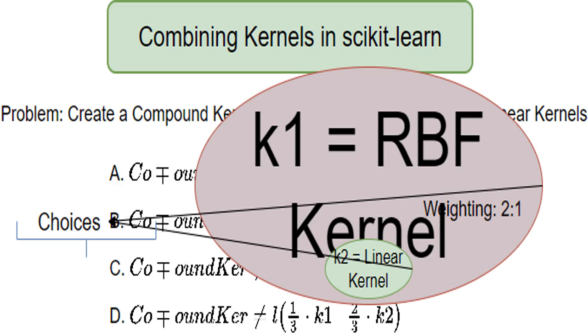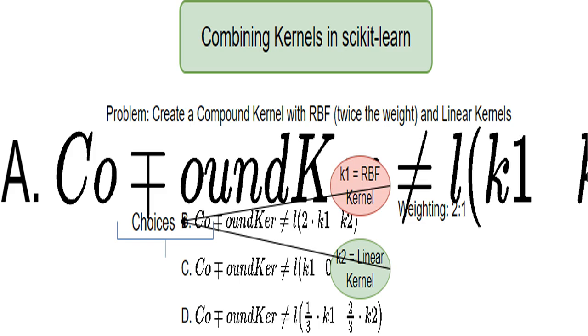This simply states the desired weighing scheme. The RBF kernel should have twice the influence of the linear kernel in the final compound kernel. This option is incorrect because it gives equal weights to both kernels, ignoring the problem's requirement for a 2:1 weighing ratio. Both kernels contribute equally, which is not what the problem requires.